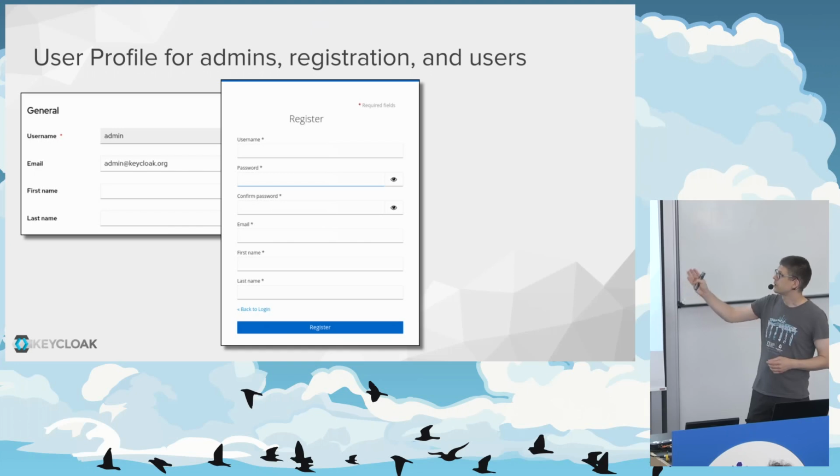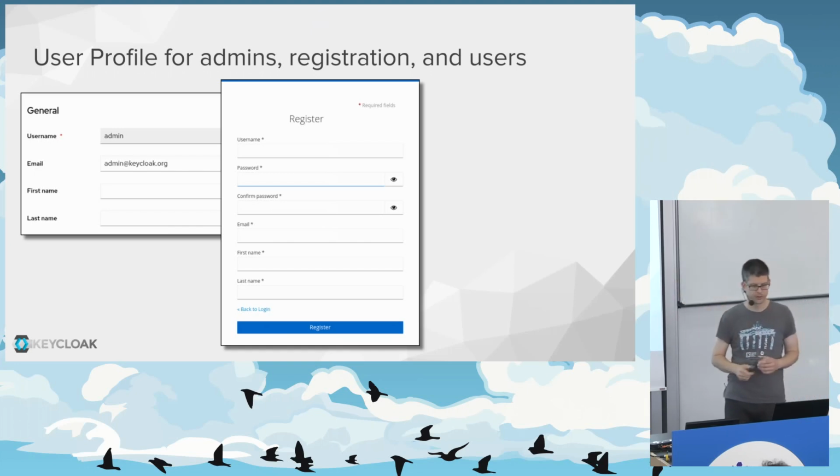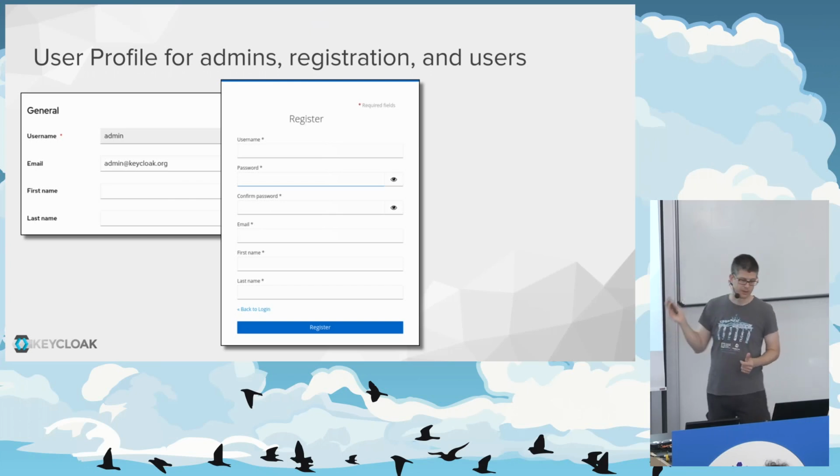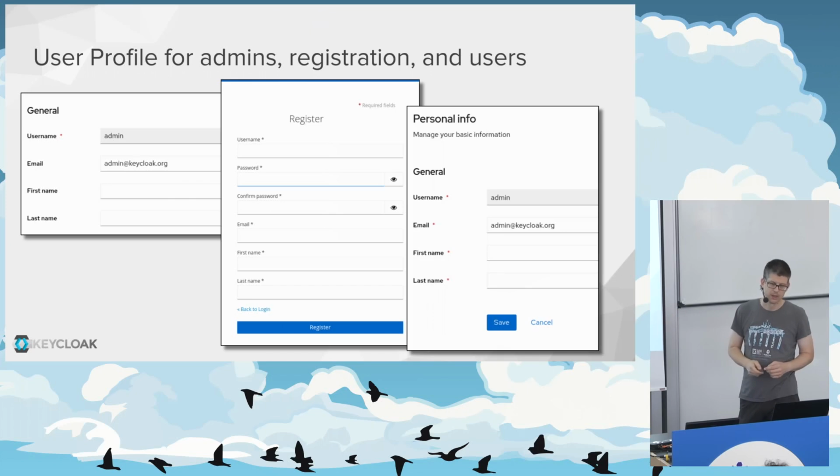The same fields you have in the admin UI are then also part of the registration screen. So once you configured your attributes and the order of them, they're part of the self-registration for users. Same validations, same descriptions, same localizations. And they're also part of the account UI where the users then can edit them.